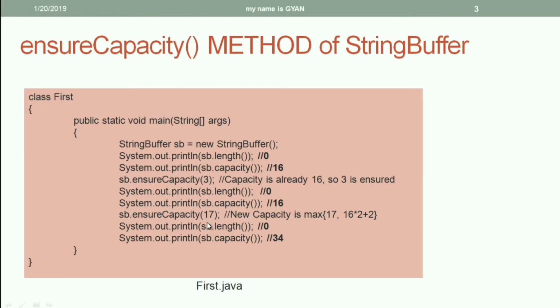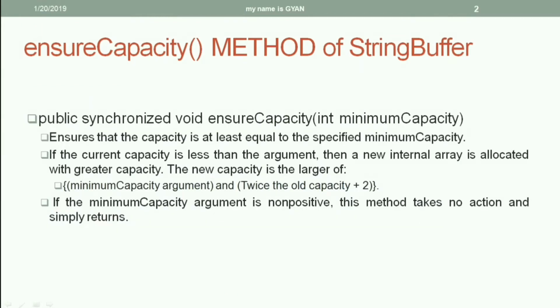But if I have used here 35, then in that case sb.capacity results 35, because the maximum of 35 comma 16 multiplied by 2 plus 2 is 35. That's why if I use here 35 instead of 17, then sb.capacity will print 35 instead of 34. So let's come to the theoretical part of this method.